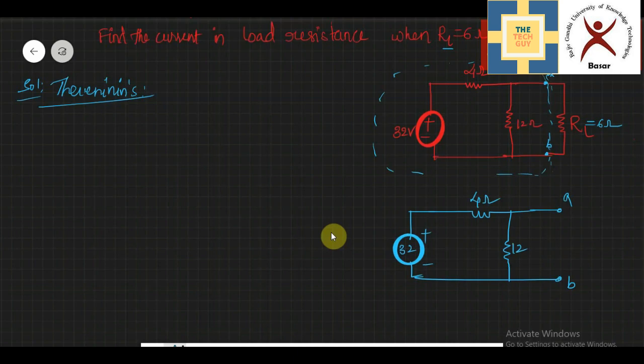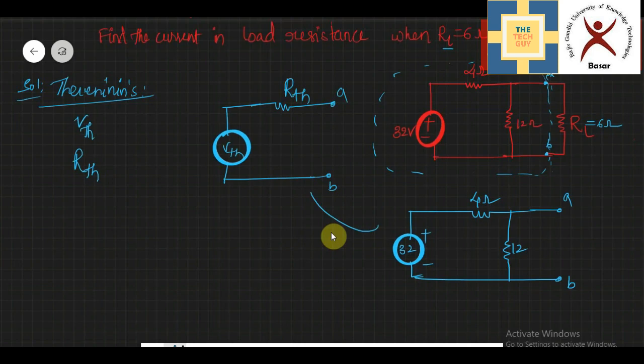So what is Thevenin's network? Thevenin's network is having VTH and RTH. Let me write VTH and RTH. So this is what we are going to transform this circuit into. This is A and B. So we need to find VTH and RTH.